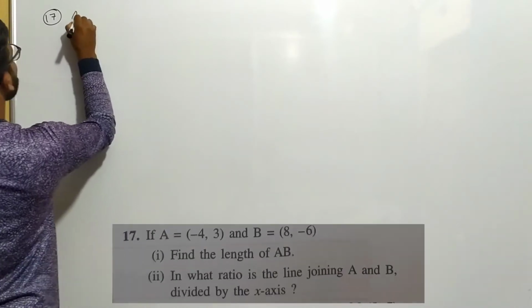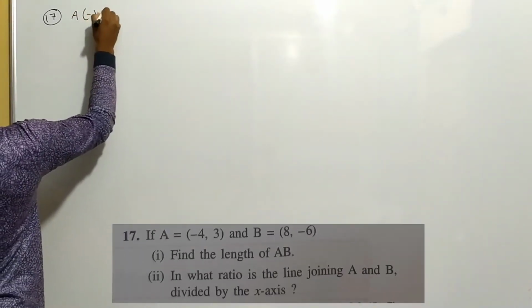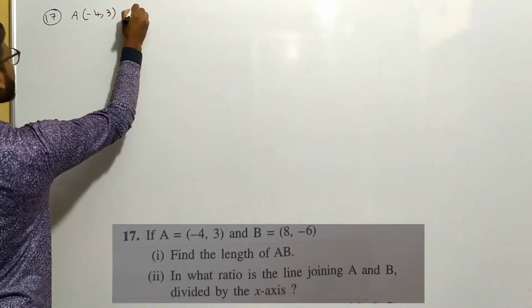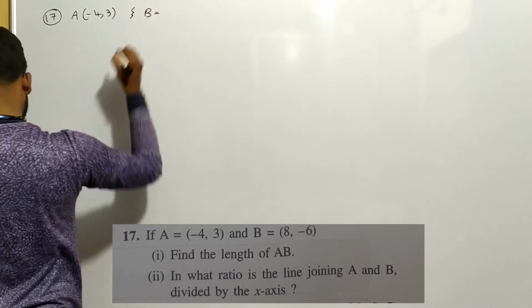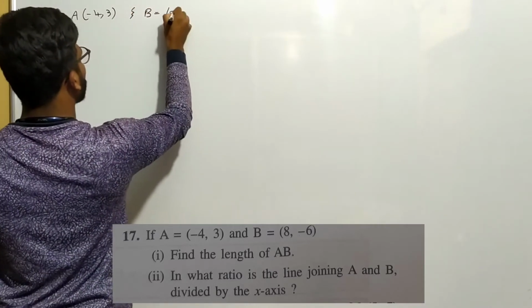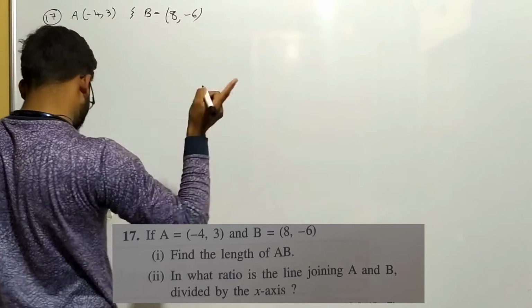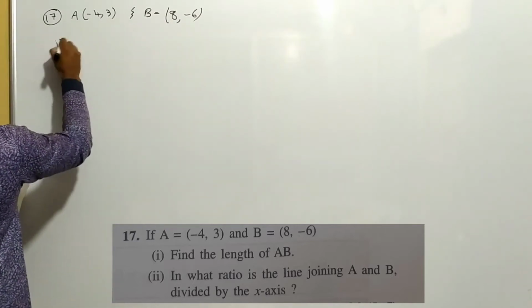Now see this problem. If A equal to (-4, 3) and B equal to (8, -6). First one, find the length of AB. What is it?